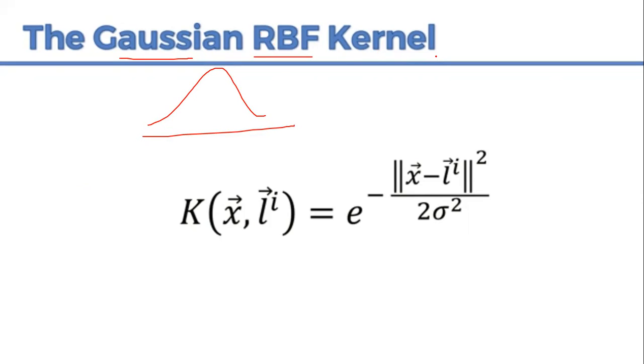So I'm just passing my data through this kernel, and it is transforming it into different shapes which are easily separable, right? This is what the Gaussian RBF kernel looks like mathematically. K is the kernel, X are my data points, L is my landmark, and the function is e to the power negative of the distance between the data point X and the landmark, squared, divided by 2 sigma squared. Sigma is the standard deviation that we have studied in the statistics and probability chapter.